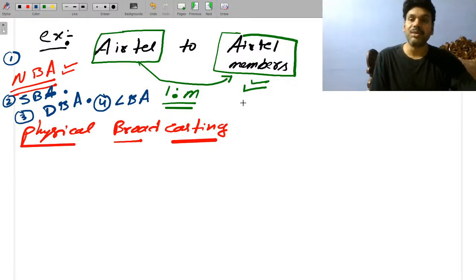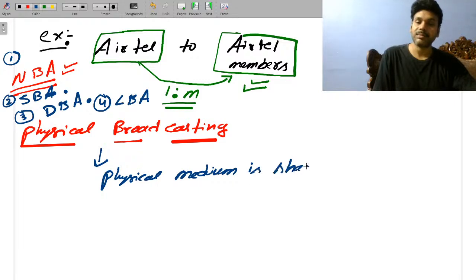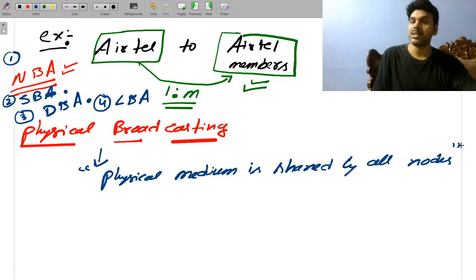But what is the meaning of physical broadcasting? Come to the point. Physical broadcasting is nothing but your physical medium is shared by all nodes. When the physical medium is shared by all the nodes, it is called physical broadcasting. Here what is going to happen?